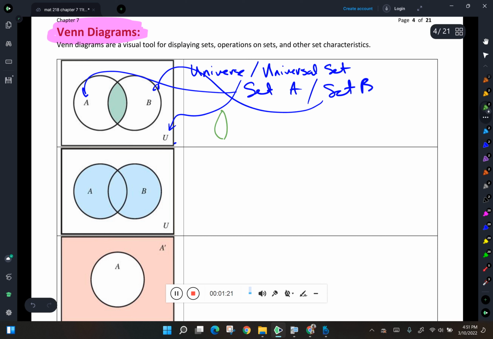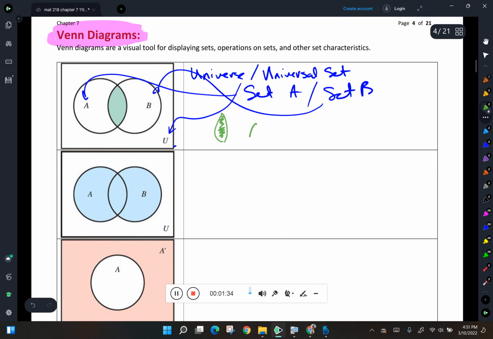That piece in the middle that's shaded green is where we have elements that are inside our set A, as well as inside our set B. That would be A intersection B. It's just a visual way to show a relationship between the sets, their intersection, and the universe.